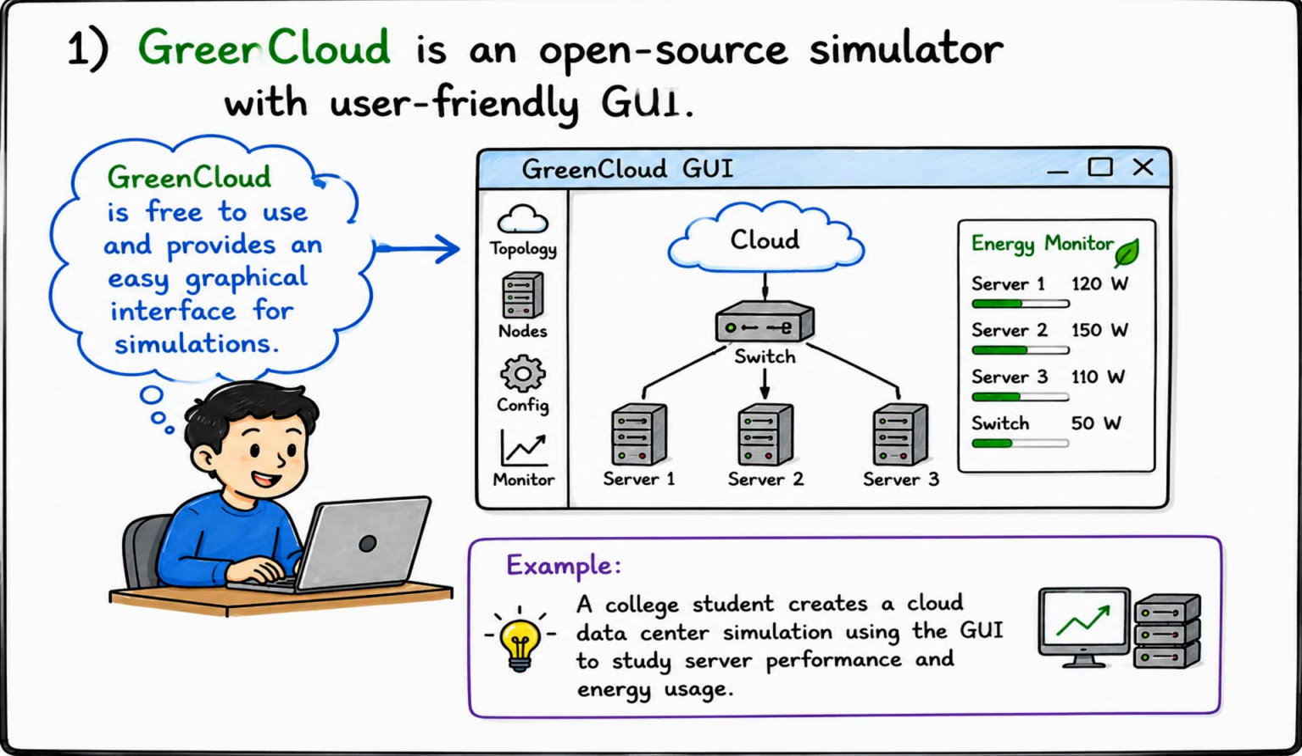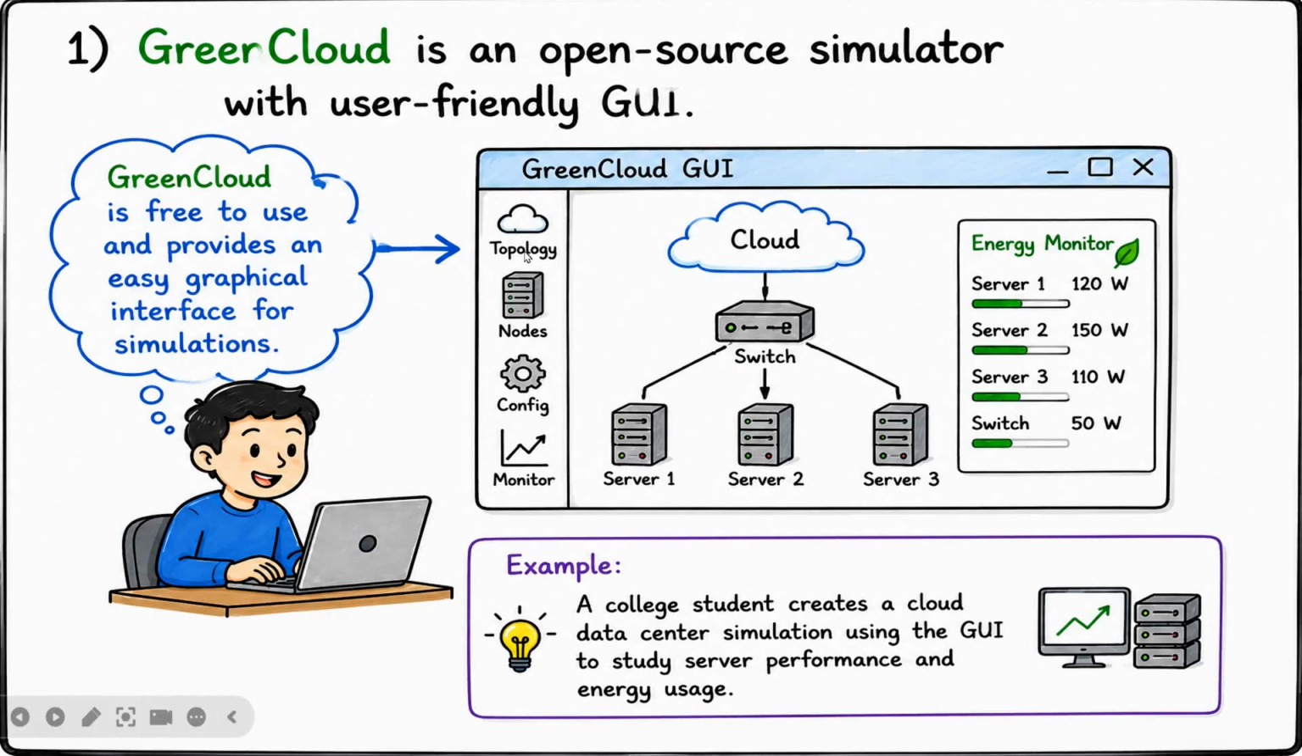And the simulator also includes an energy monitoring panel that shows the power consumption of different servers and the switches. For example, here the figure displays the energy usage of server 1, that is 120 watts, server 2, 3, and the switch in watts. So this helps users analyze energy efficient cloud computing techniques.